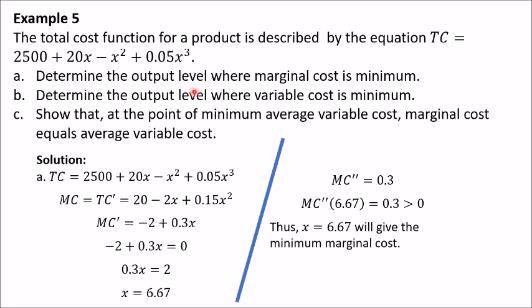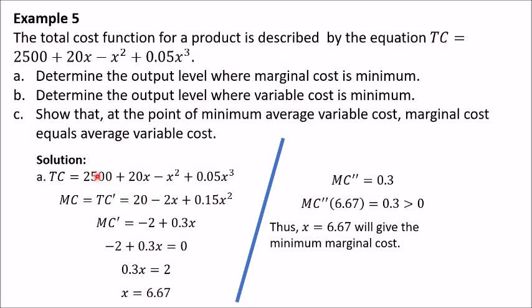What is the value of x where marginal cost is minimum? Of course, for letter A, here's the solution. We have to start from the TC, which is equal to this equation. And next, we have to find the MC, the marginal cost, which is just the derivative of the TC. So the derivative of TC is just equal to this.